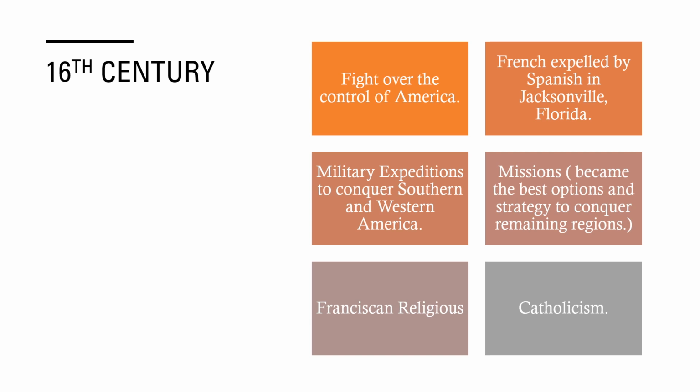The French became the first individuals to be expelled by the Spanish in Jacksonville in Florida, having effectively used military expeditions to conquer southern and western America. Missions became the best option and strategy to conquer the remaining regions. The Franciscan religious order missionaries settled in North America, ensuring the Spanish were protected during their exploration and colonization expeditions.